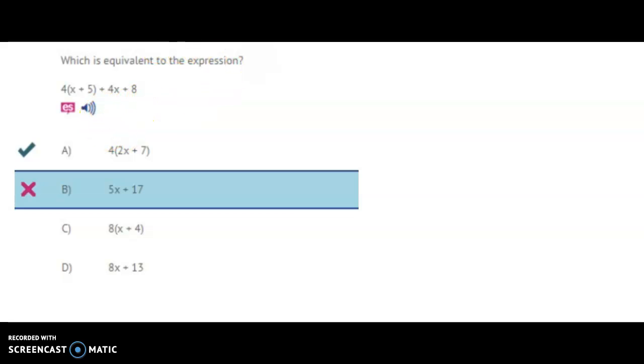All right, Emery, let's look at this problem real quick. It says which is equivalent to the expression 4 times the sum of x and 5 plus 4x plus 8, okay? So here's what you're going to do. I'm going to rewrite it up here: 4 times the sum of x and 5 plus 4x plus 8.